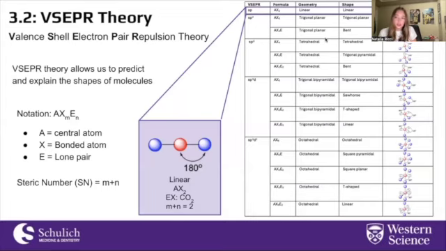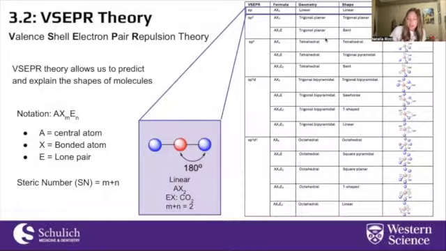Next we'll discuss the notation that's used. The notation is AXmEn: A stands for the central atom, X stands for the bonding atom, m stands for the total number of atoms bonded to the central atom, E stands for the lone pair, and n stands for the total number of lone pairs bonded to the central atom. This goes hand in hand with steric number, which is the sum of the total number of atoms bonded to the central atom and the total number of lone pairs bonded to the central atom. Next we're going to go through each of the geometry groups for VSEPR.